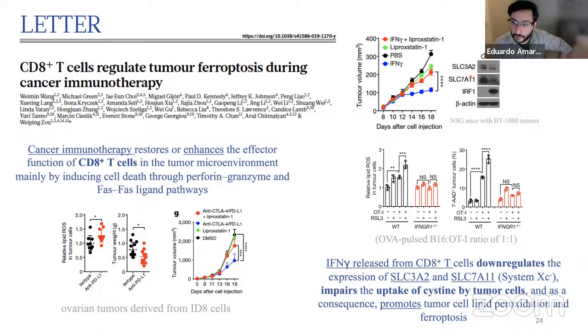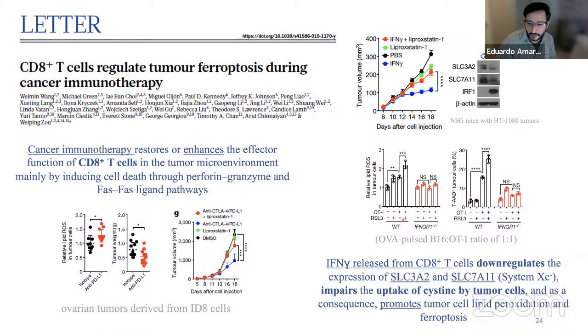And they saw that gamma was blocking the induction of system NECs. So basically blocking the generation of glutathione. So to make sure that this was happening at cell level, they incubated B16 cells, from wild type and also deficient in gamma receptor, in the presence of CD8 isolated from OT1, in a ratio of 1:1. So then they looked at the lipid peroxidation and cell death of the tumor cells.